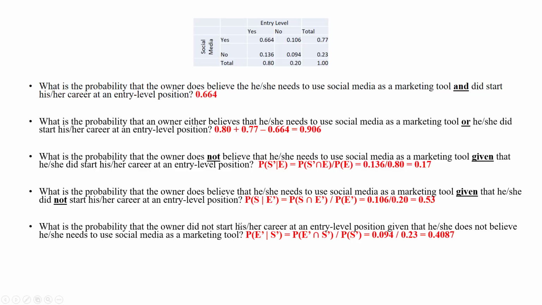And then the last one, what is the probability they did not start at entry level, given that they do not believe in social media? So in other words, the probability of not entry and no social media, the intersection, divided by the probability of not social media, the 0.23. All right, so as you can see with something like this, make your table first, and then from there, you just start answering the questions.